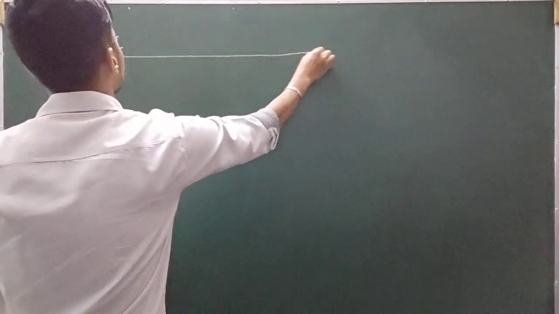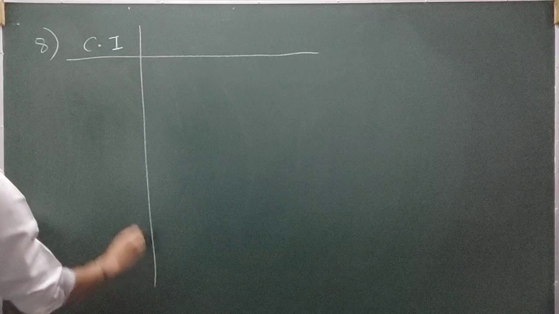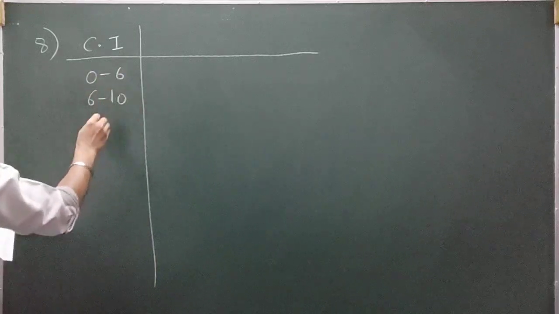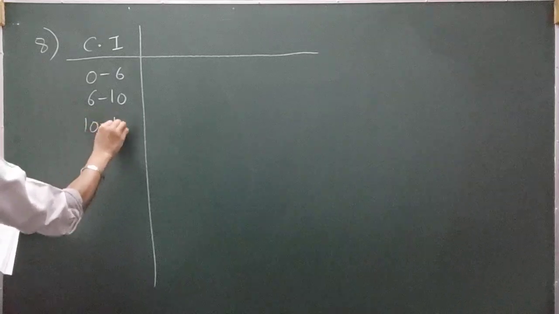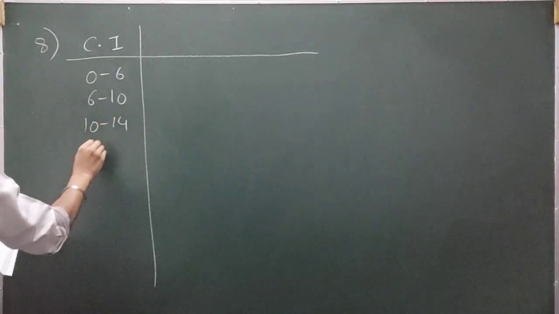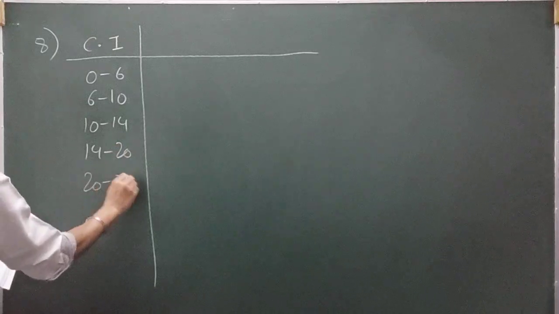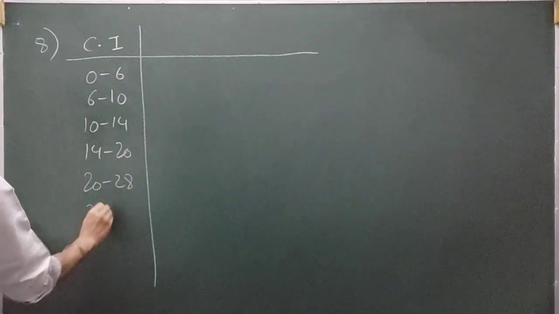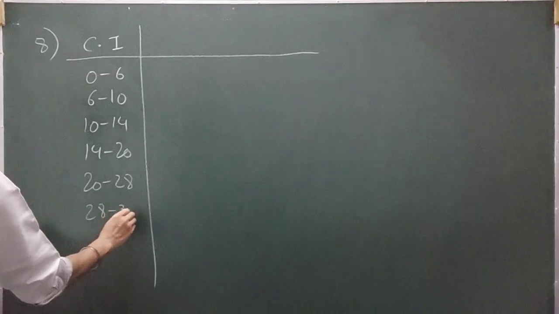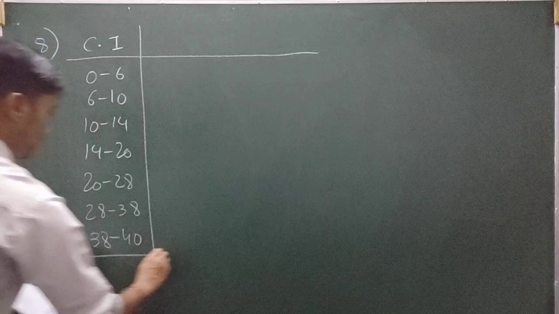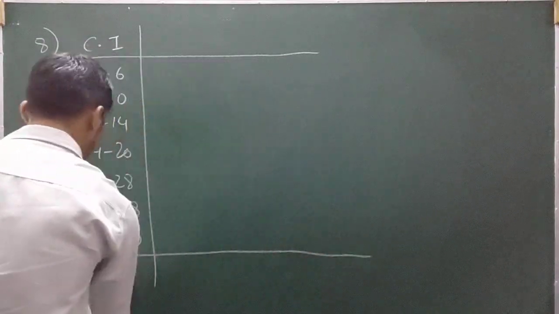Number of days, that is class interval. Zero to 6, 6 to 10, 10 to 14, 14 to 20, 20 to 28, 28 to 38, 38 to 40. Did you observe something?